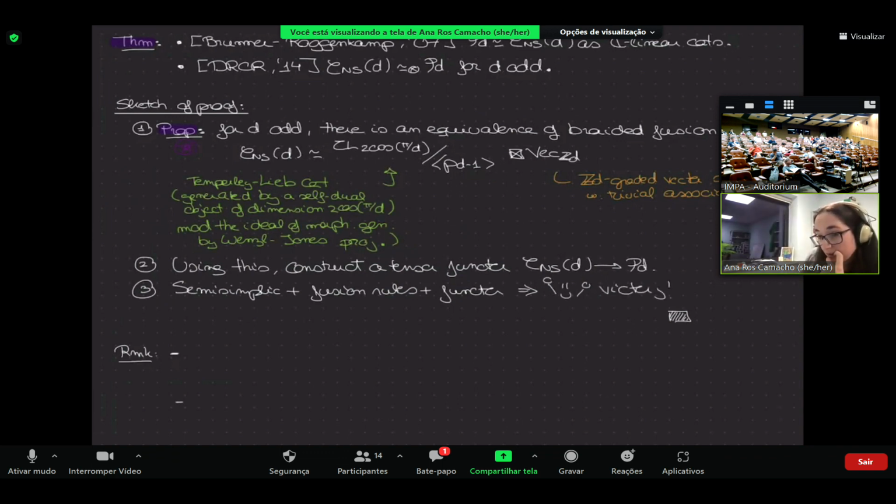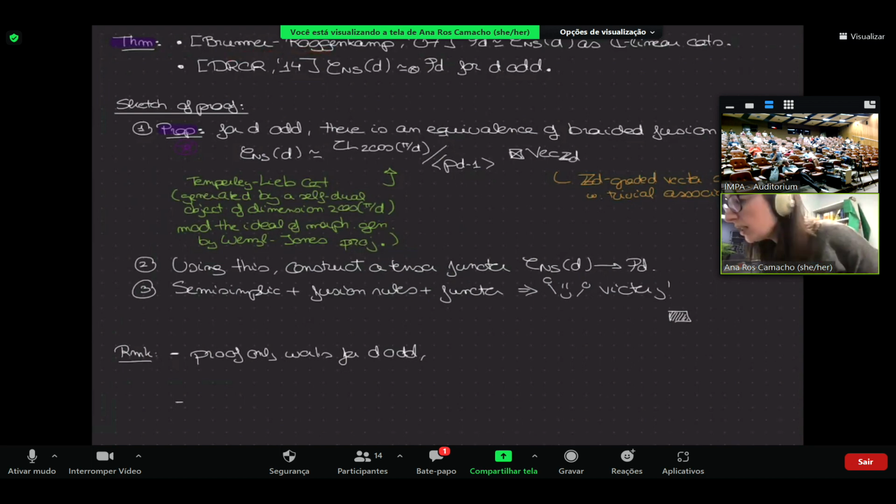All right, so the thing is that, clearly, because of the first step, the proof only works for D odd. And we were not really sure what happened in the even case. The thing is that, curiously, the fusion rules hold. By the way, the fusion rules were actually given by Brunner and Roggenkamp. We just proved it.